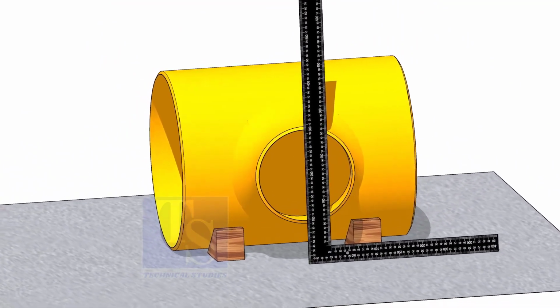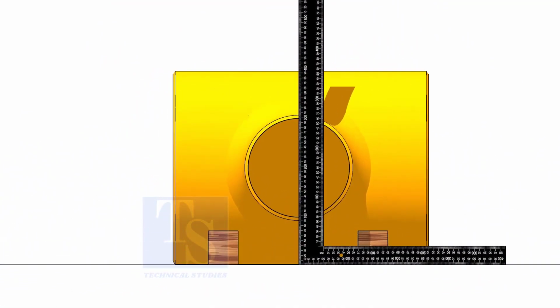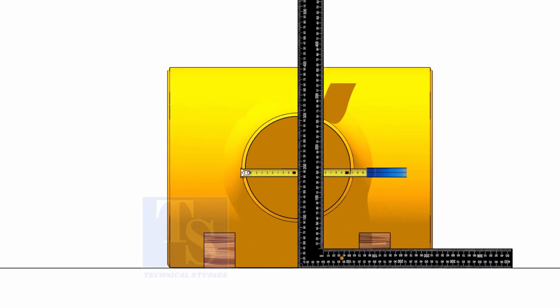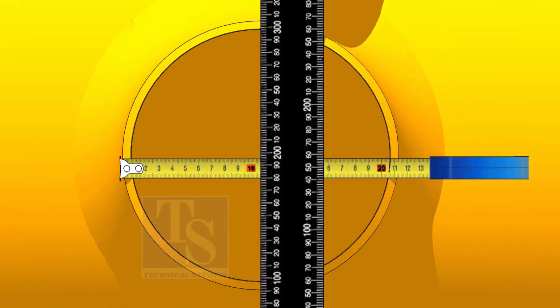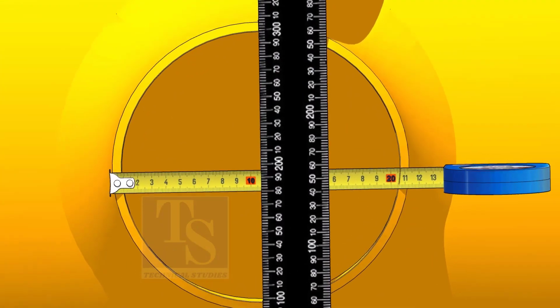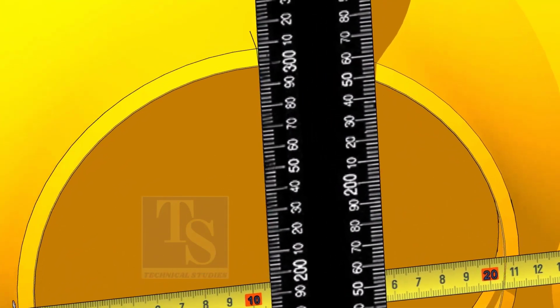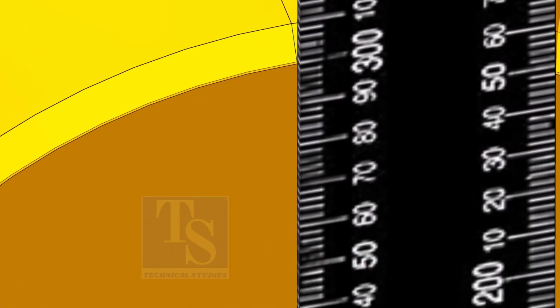Hold a right angle, as shown. Move the right angle until the center of the branch. Mark lines on the top and the bottom sides.